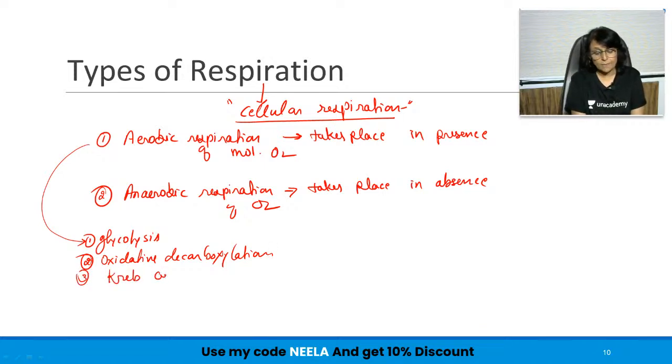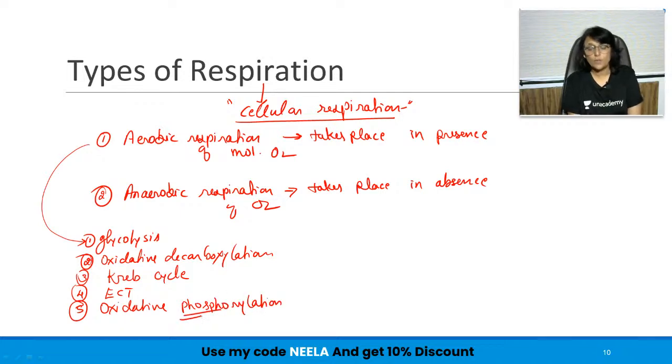So the next is Krebs cycle, and fourth is electron transport chain, and the fifth is oxidative phosphorylation. We have talked about this word phosphorylation. Phosphorylation is addition of phosphate, but when we were talking of photosynthesis, we talked of photophosphorylation, because phosphorylation, that is addition of phosphate, was taking place in the presence of sunlight or due to sunlight. But here this phosphorylation is taking place normally without that sunlight.